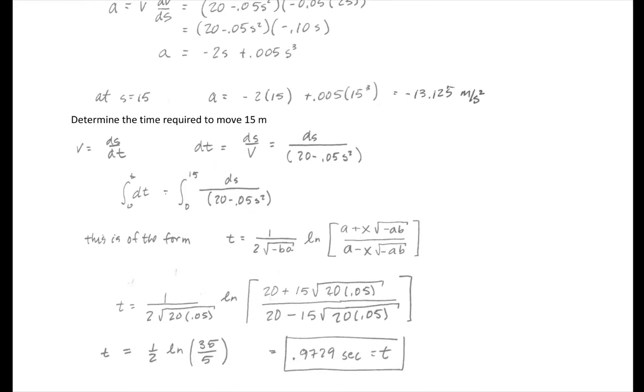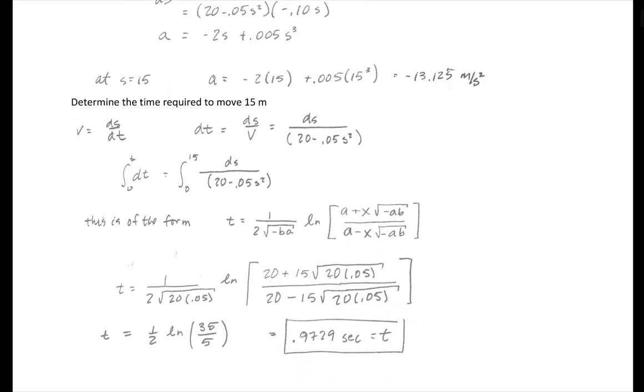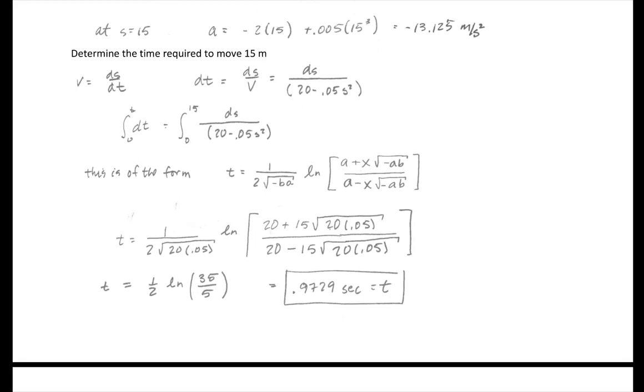Now, this may not be as easy to integrate as sometimes, but in the back of the book there are some forms. You can try to remember these, or you can just look them up when you need to. I would say look them up when you need to. It's going to be too difficult to try to memorize any of these forms. But this is a log, kind of a complicated log form, and when you do the evaluation, you can solve that for t equal to 0.929 seconds.